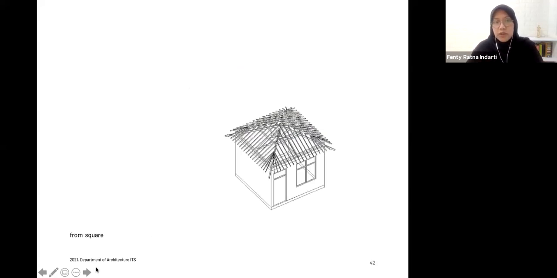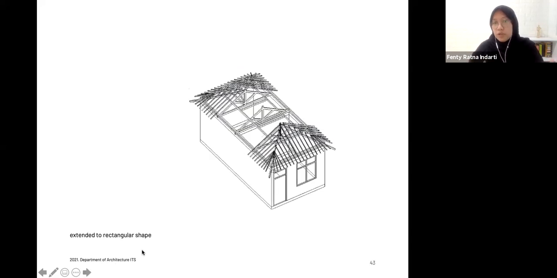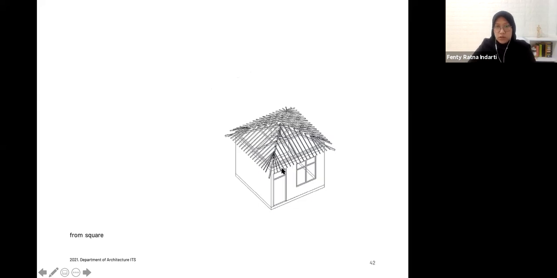From square, it can be extended to a rectangular shape. I believe that you have a rectangular one. If you have a rectangular shape, then you must engage with another type of rafter. I can see that some of you haven't defined the rafter yet, like a proper rafter. So this is what it looks like. You actually have a gable one like this, and then you have an additional rafter here, so that it becomes like that. It's coming from this one that you cut.